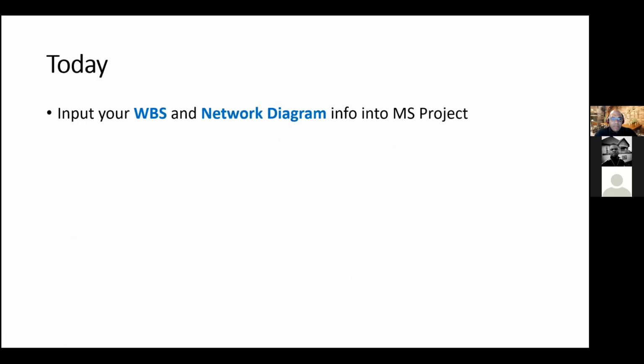So today, we'll input the WBS and network diagram into Microsoft Project. Now, there are many different tools to use: Microsoft Project, Project Libre, Open Project. Open Project and Project Libre are both free. Microsoft Project is expensive, but it works very well. So the screenshots I will show you today are for Microsoft Project 2010 and up.